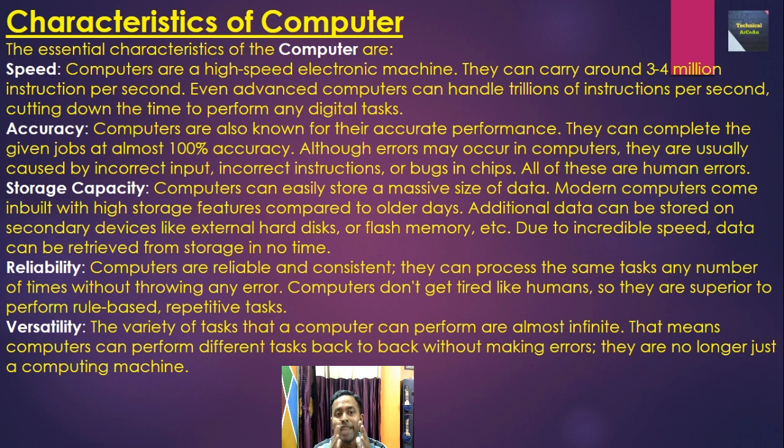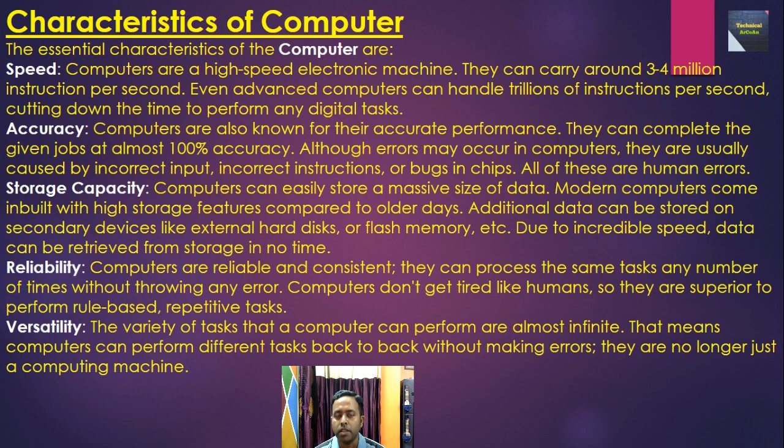Now we talk about some characteristics of a computer, which we also compare with human beings, and what the essential characteristics are. Like speed: a computer has enormous speed, we can say it is a high speed electronic machine. Okay, accuracy: it is 100% accurate. Why? If the program is correct, the computer always provides the output 100% correctly, right?